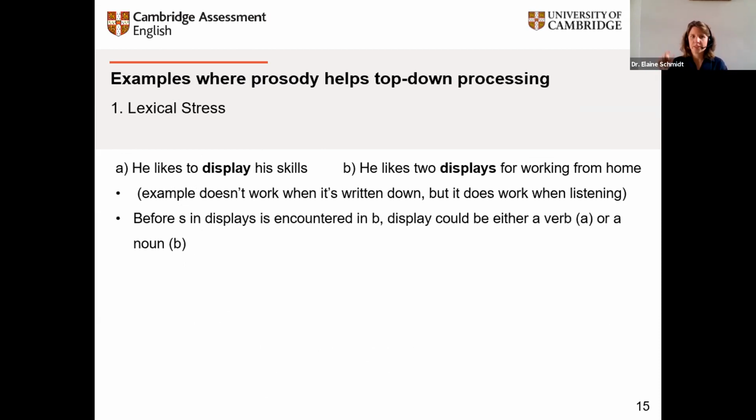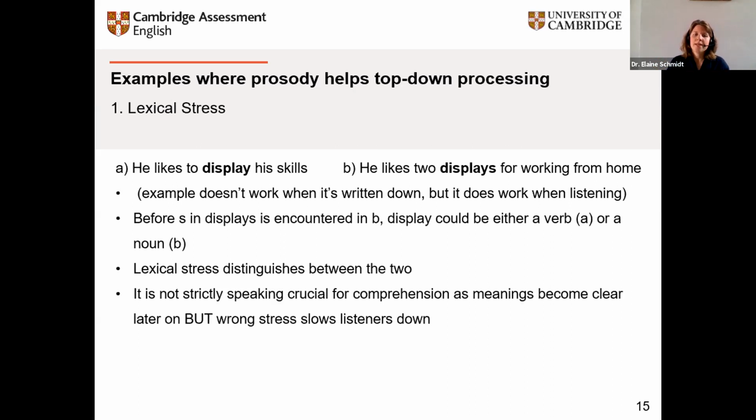Now, before you've reached the S in sentence B, you should already have been able to hear the difference between display in A and display in B, even though the other words sound exactly the same. And that information, that difference in stress, whether I've stressed the first syllable or the second syllable, shows you whether it's a verb in A or a noun in B. So it's the lexical stress that distinguishes between the two. Now, as you can see, it's not strictly speaking crucial for comprehension because the meaning does become clear later on. As soon as you reach the S, for example, you know, well, actually at that point, it can't really be a verb anymore in sentence B.